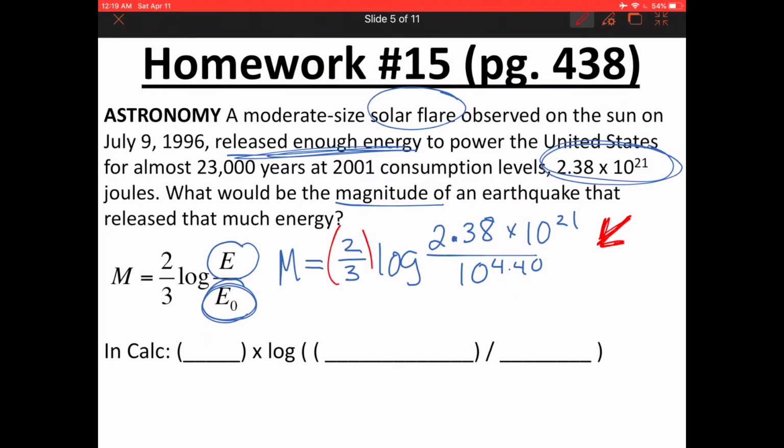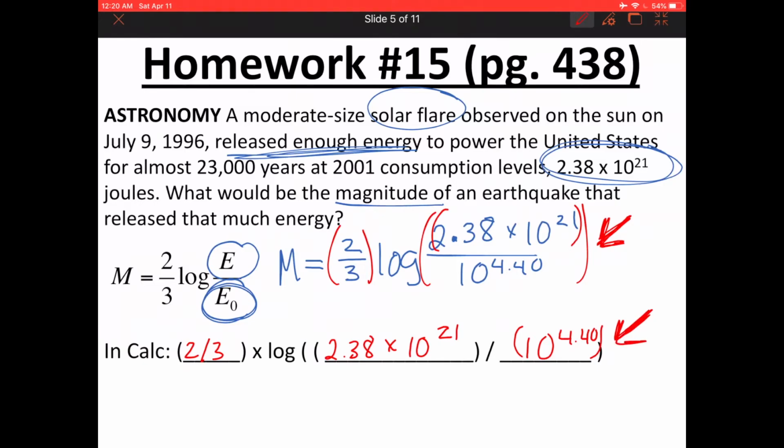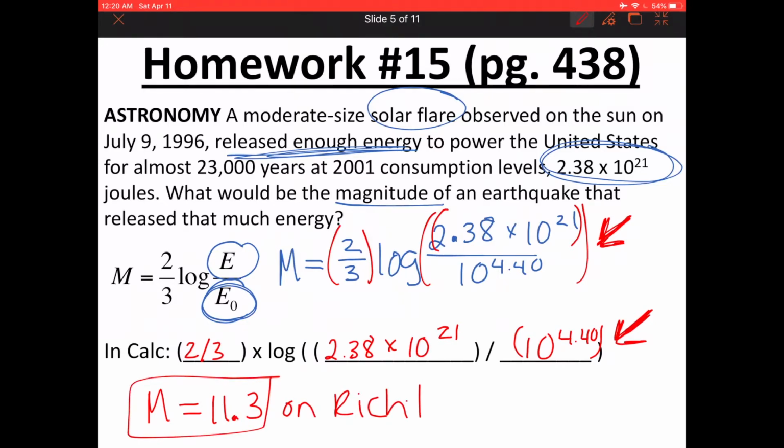But please remember to put all of my fractions in parentheses. So I'm going to have 2/3 in parentheses. My numerator gets an extra parentheses. So 2.38 times 10 to the 21st. And then I have my 10 to the 440. If you wanted to put your 10 to the 440 in extra parentheses, you could. And so once you enter all of this into the calculator, you end up with a magnitude of 11.3 on the Richter scale.